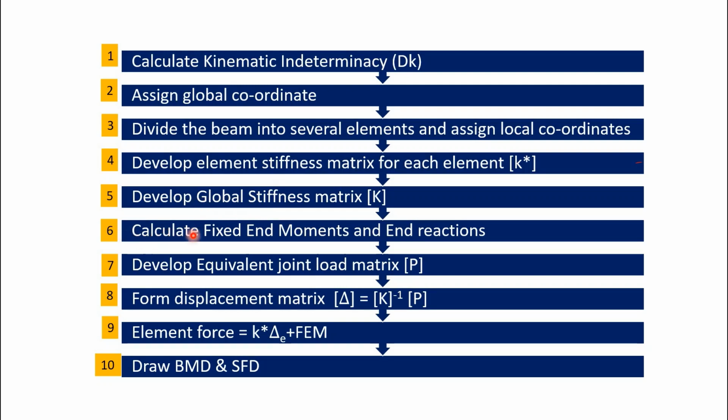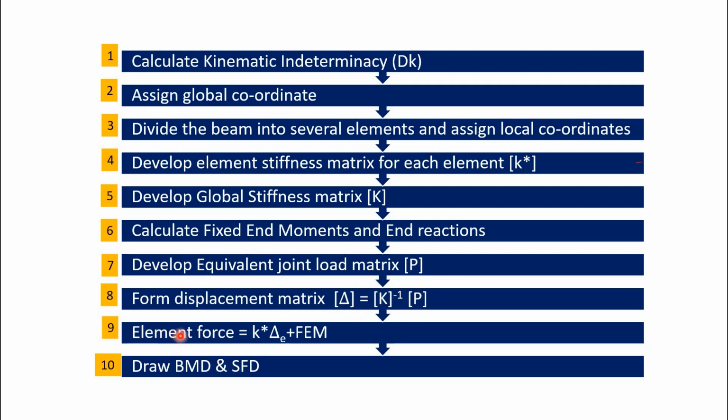In sixth step, we have to calculate fixed end moments and end reactions. And from that, we will develop the equivalent joint load matrix. And that is the seventh step. And eighth step, from the equivalent joint load matrix and the global stiffness matrix, we will calculate the displacement matrix by using the equation delta is equal to K inverse P.